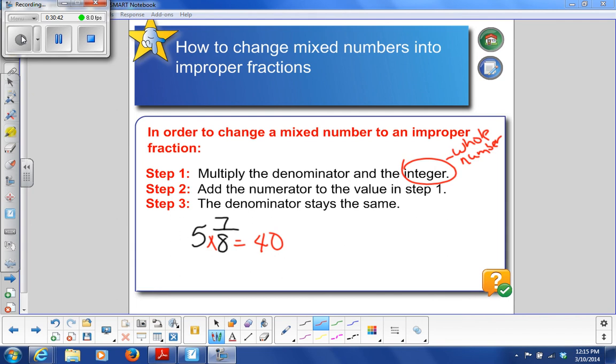Then I'm going to do what in step 2? Andrew? So I have 40. 40 plus what? 7. 40 plus 7. Good. Which gives me 47. Do I leave it like that? No. What does step 3 say? Abby? So what do I do with this number now? What's the denominator? 8. Good. So now I have 47 eighths for my number. It'll just take some practice.